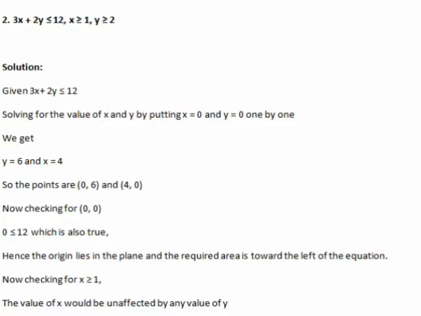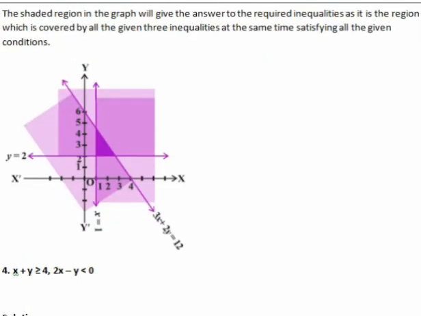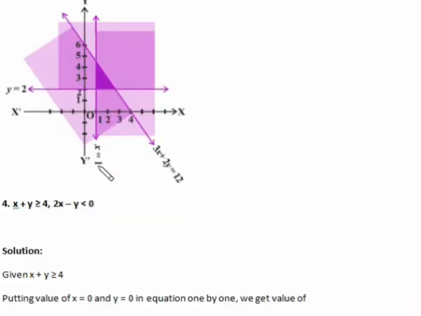Now come to the graph. This one is x = 1, against the origin. This one is y = 2, against the origin, upward. And this one, 3x + 2y = 12, is towards the origin. So this one is the common region of these three lines. The darkened region is the common region.